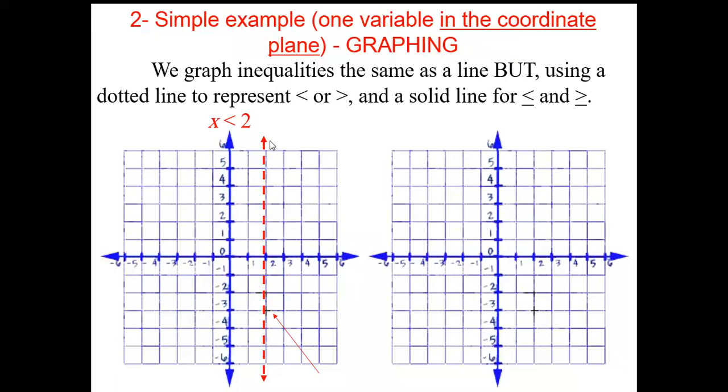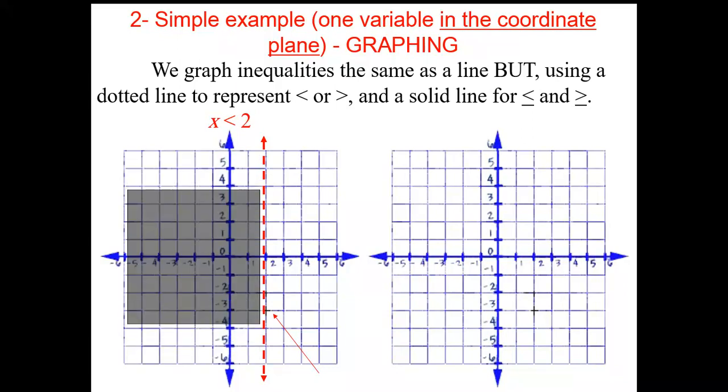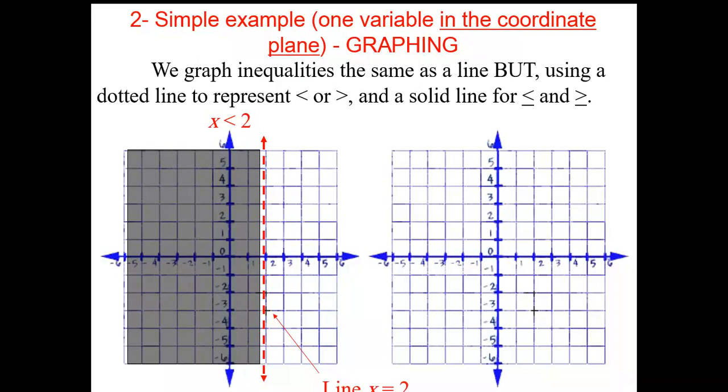How are you going to know which part I will shade? I have now two parts, the left part and the right part. x less than 2. Give me a number less than 2, guys. 1, 0, -1. So I will shade where those points exist. I'm going to shade the part where x is less than 2. So which part will I shade here? The left part, because all those points are less than 2.